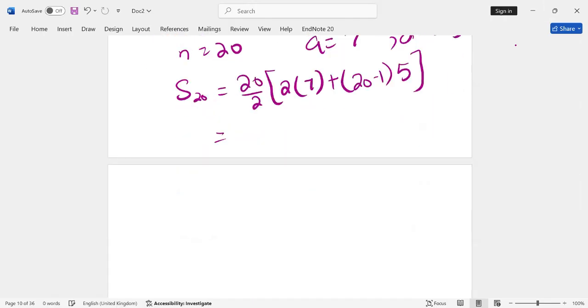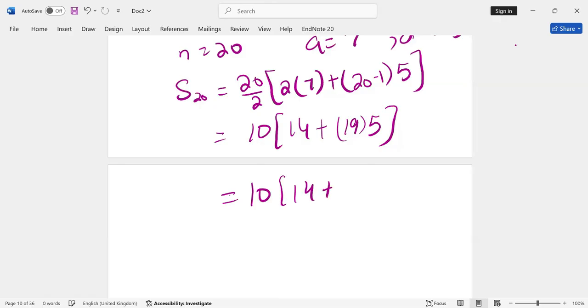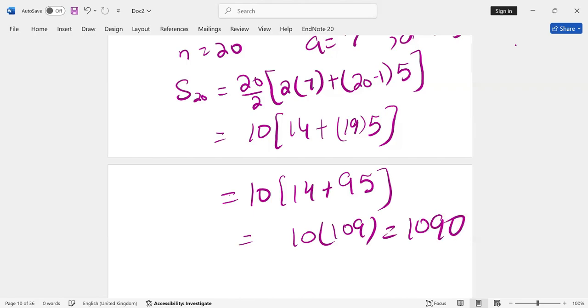After simplification, we get 10 times (14 + 19 × 5), which is 10 times (14 + 95), which is 10 times 109. After simplification we got 1090. So S20 equals 1090. This is the required answer for this question.